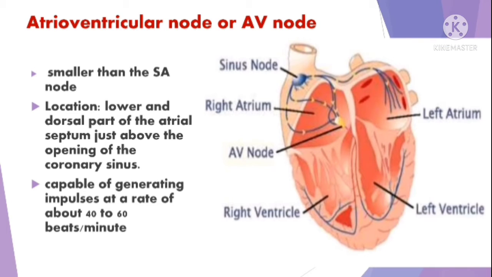The AV node is smaller than the SA node and is located in the lower and dorsal part of the atrial septum, just above the opening of the coronary sinus. It is capable of generating impulses at a rate of about 40 to 60 beats per minute.